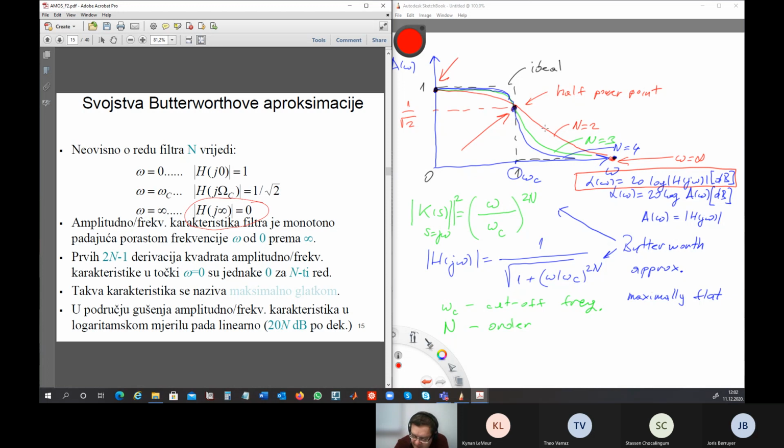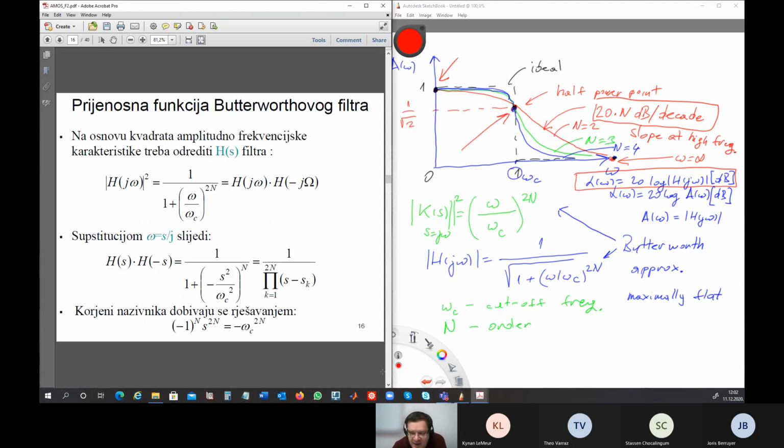What is the slope here? The slope here is equal to 20 times n dB over decade. This is slope at high frequencies. Okay. Now, how we calculate it, I will not go here into detail. So when somebody of you wants to learn it, I will show you where you can learn it. This is the derivation of the equation of the poles of the Butterworth filter.